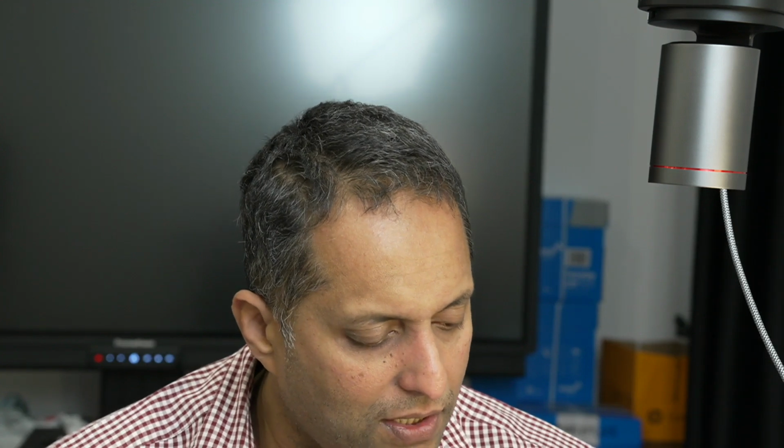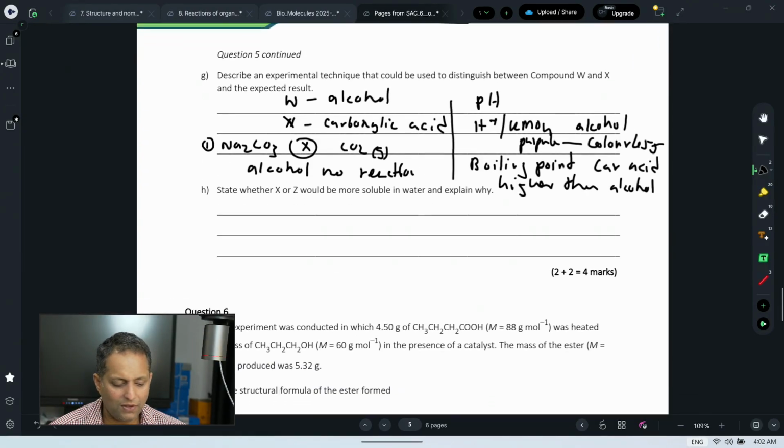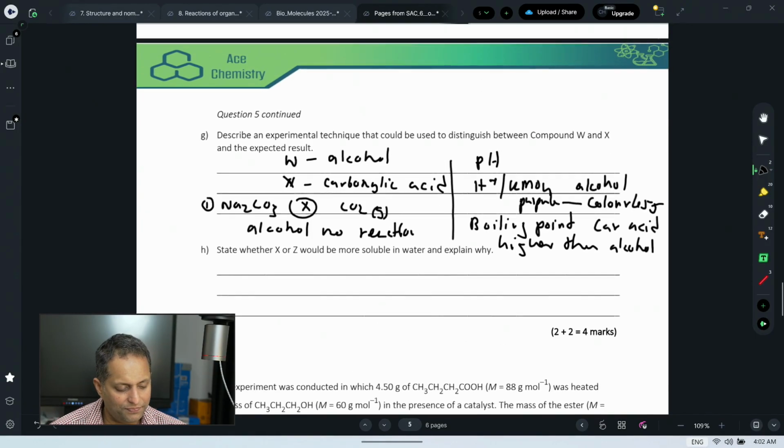Last question. Which of X or Z is more suitable? X and Z. That is an easy question, isn't it? X is what? X is alcohol. Alcohol can make hydrogen bonds with water, so it's highly water soluble. We know that. The hydroxyl group can make hydrogen bonds with water.